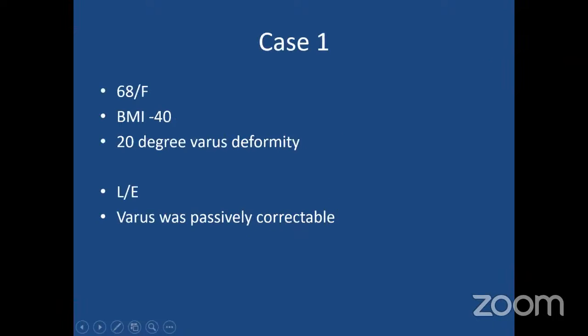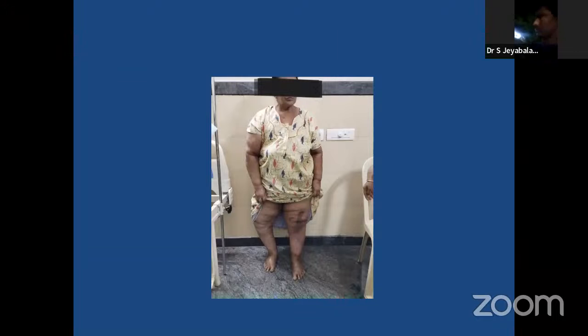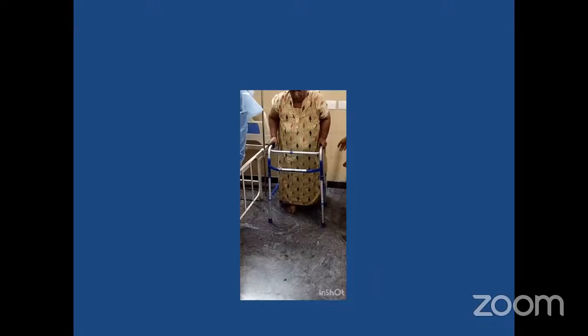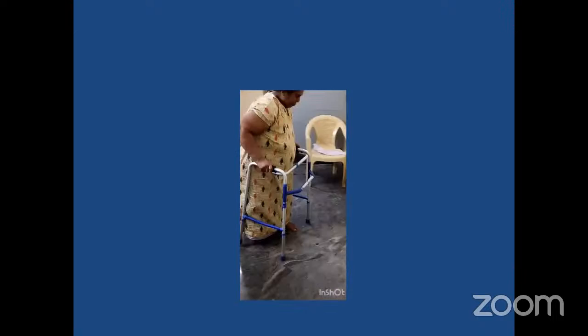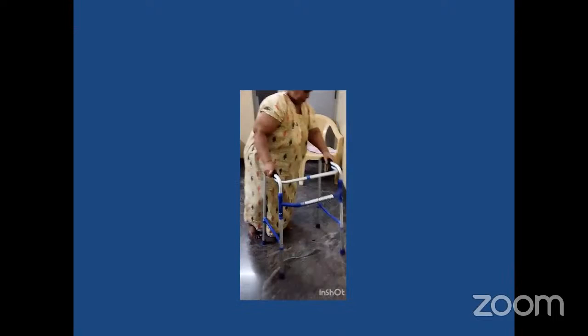So this is the first case, a 68-year-old female, a morbidly obese patient with an apnea index of about 40. This is the clinical picture of the patient. The left knee was operated on 1 year back, and the right knee shows a severe varus deformity. This is the walking video of the patient. She is only able to walk with support. These are intraoperative images. These are pre-op X-rays.